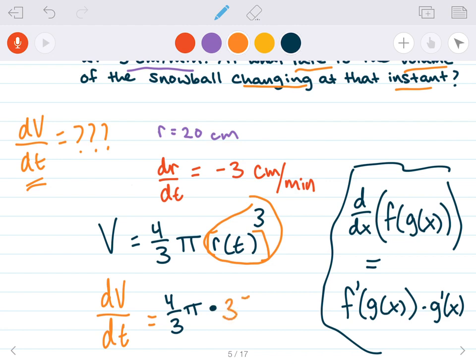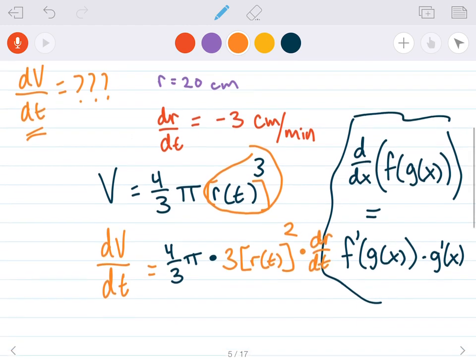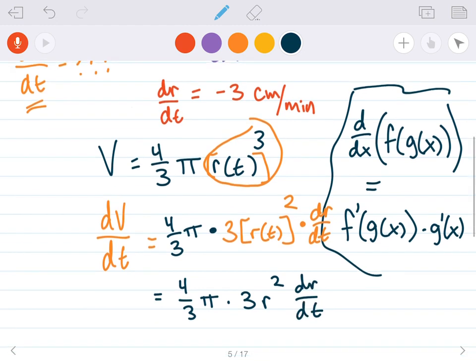So this is going to be 3 r of t squared times the derivative of the inner function. Well, the derivative of r of t is just dr dt, right? And then because r of t, we know that the radius is a function of time, we can just leave it as r. I know this looks a little convoluted, but I'm not going to do this part every single time. I just want to show you that the chain rule is happening here.